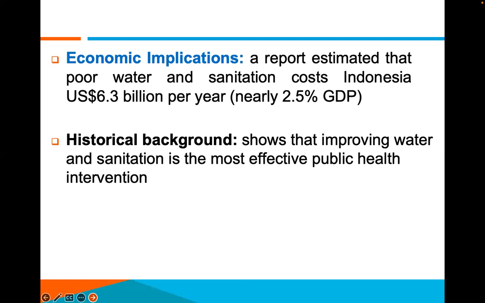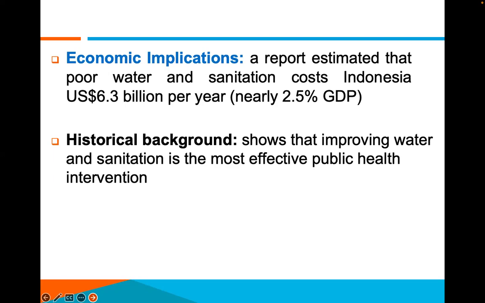A report has indicated that poor water and sanitation cost Indonesia $6.3 billion every year, an amount equivalent to 2.5% of their GDP. Huge. This is a country that uses less than 0.05% of their GDP on education, and 2.5% of their GDP alone is lost to poor water and sanitation. Now, this shows that improving water sanitation is the most efficient public health intervention.